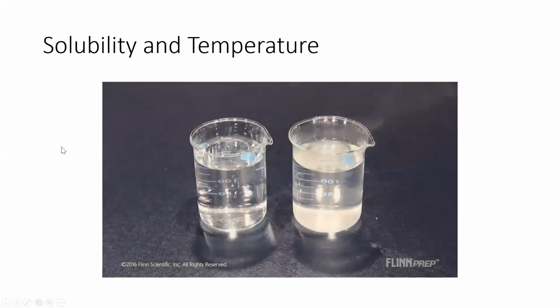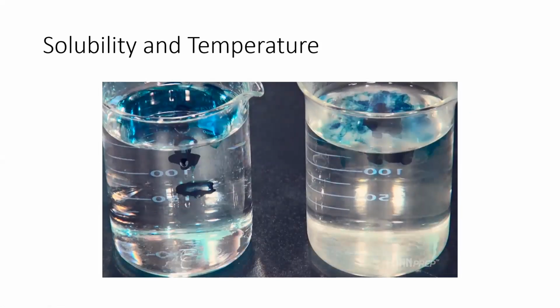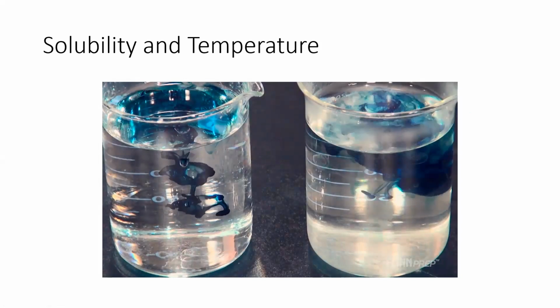Let's compare hot and room temperature water. The first beaker is at 26 degrees Celsius. The second beaker is at 95 degrees Celsius. If we compare the two beakers with food dye added, you'll see that the dye distributes faster in the hot water. Why did this happen?